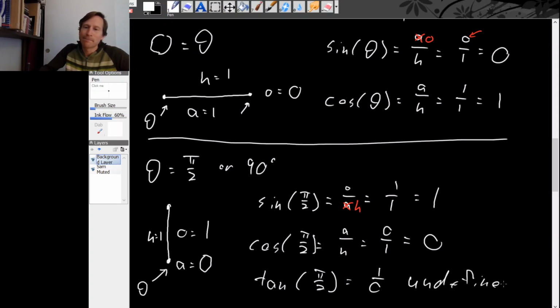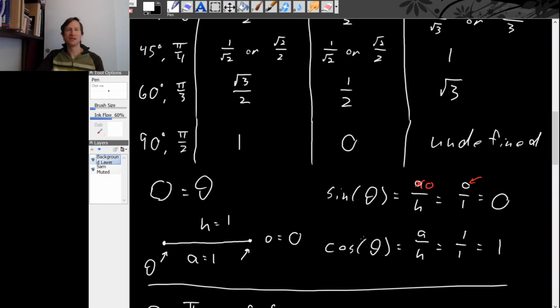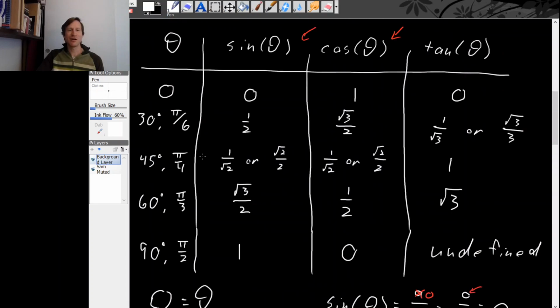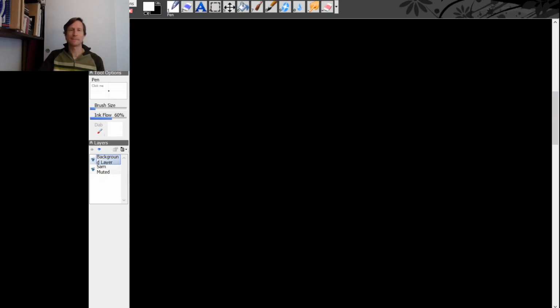Okay, those are the easy two. So if we look back at our table, it looks like there are 3 more that we need to do: pi over 6, pi over 4, and pi over 3. We'll see in a minute that actually we can do pi over 6 and pi over 3 with only one picture, so there are 2 more to do. There's the one triangle for pi over 6 and pi over 3, and then there's one for pi over 4. So let's do pi over 4 next. So theta equals pi over 4, or 45 degrees.